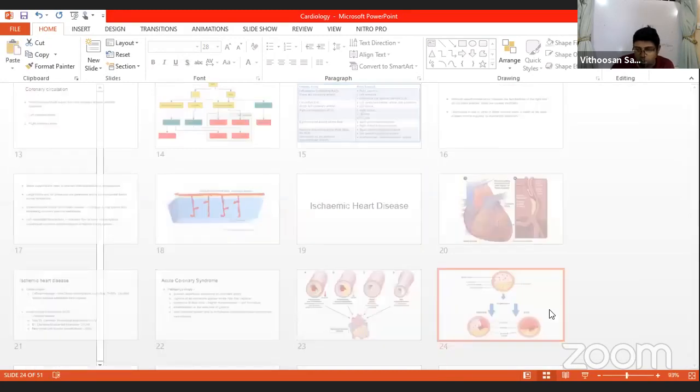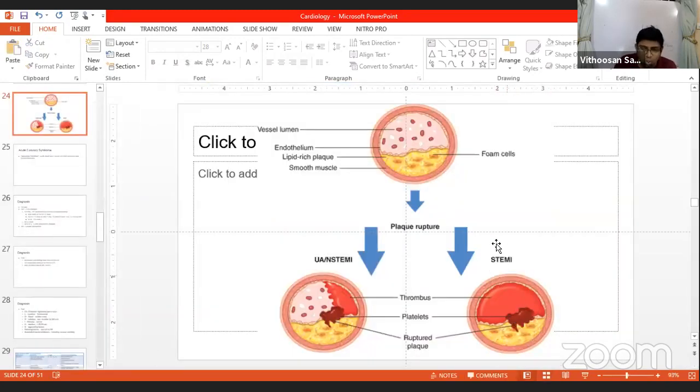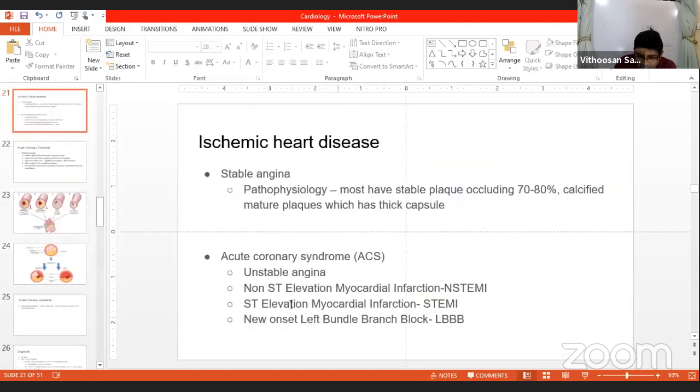When there is 100% block, what I'm going to develop is called ST elevation. I'll come back to that point. Look at this, guys. If it's 100% block, you are going to develop this third one, ST elevation. When this is not 100% block, what I'm going to develop is called unstable angina, or non-ST elevation. I'll come back to this point again.